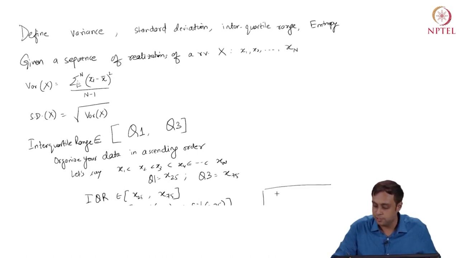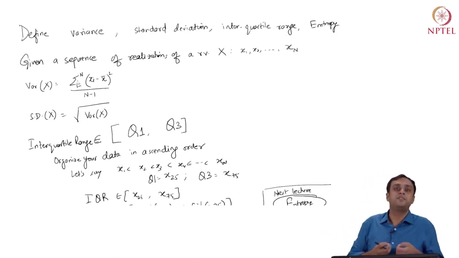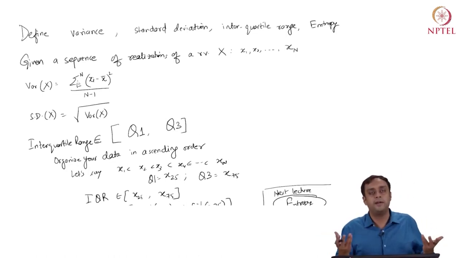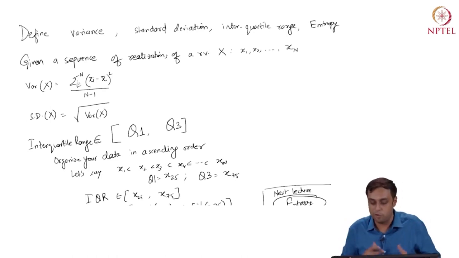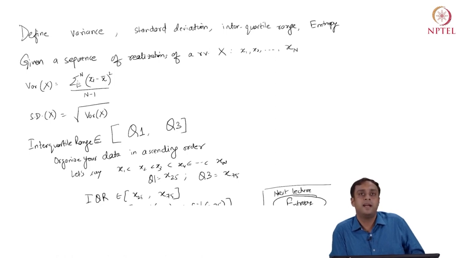In the next lecture, we will study entropy, right? We will see why we need entropy. We have the variance, we have the standard deviation, we have interquartile range. Why do we need entropy, right? So we will go over entropy in a more formal sense. And then finally, how does it help us understand spatial data, right?